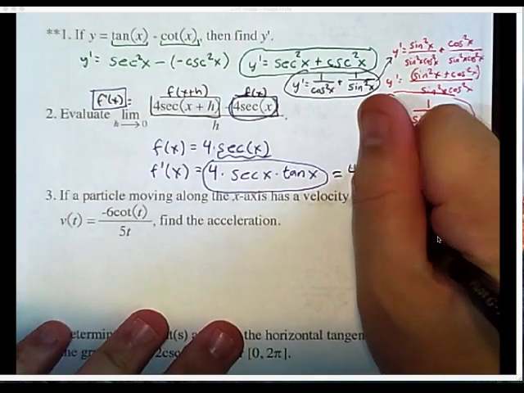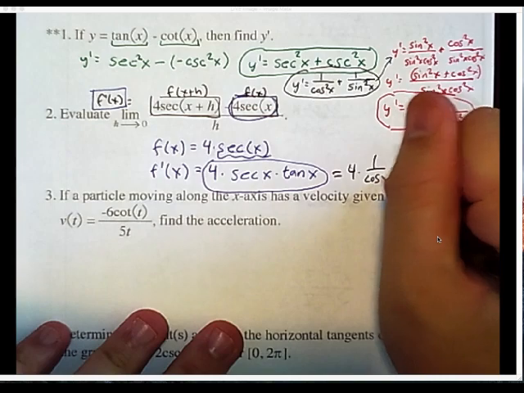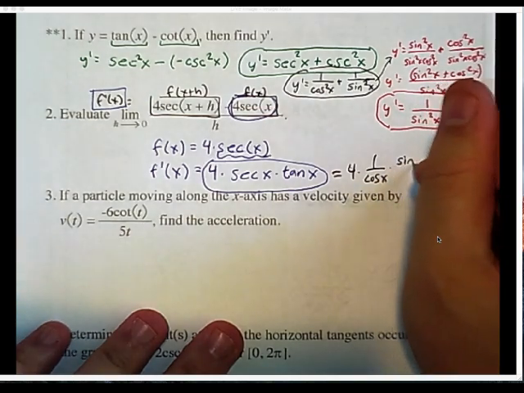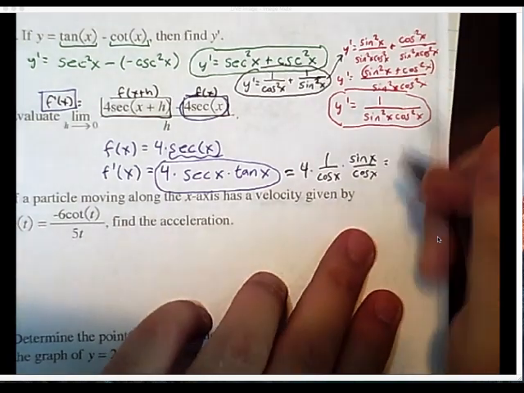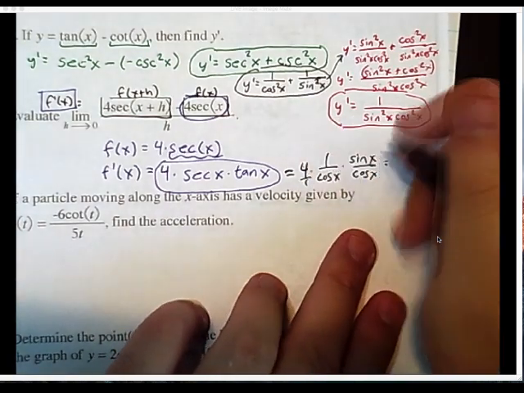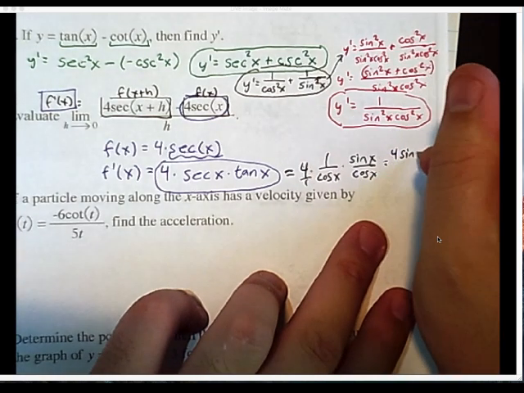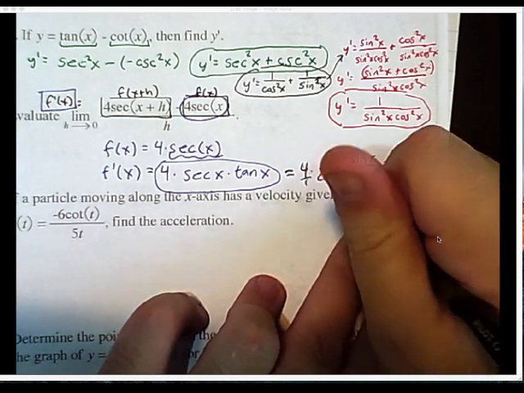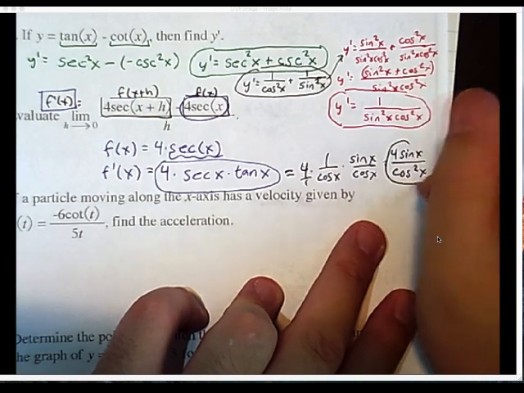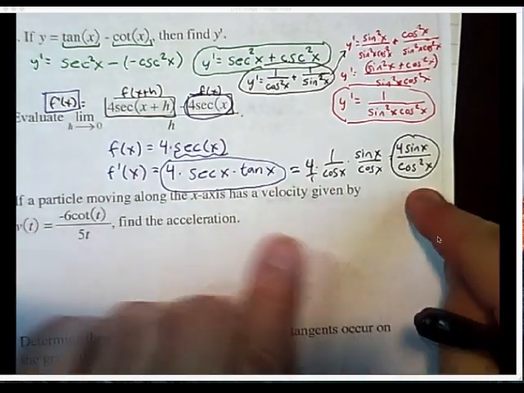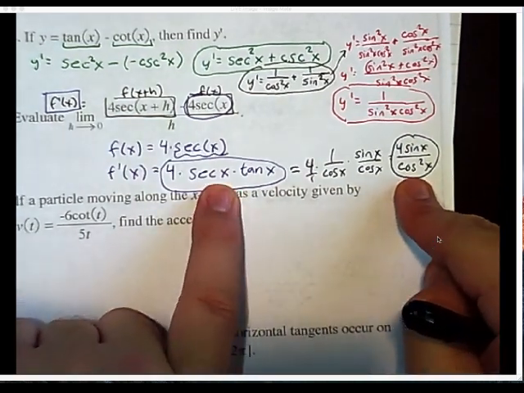What do I mean by that? Well, secant's 1 over cosine, and tangent is sine over cosine. So if you think about this, 4 times 1 times sine is 4 sine of x, and 1 times cosine would be cosine squared. They might write the answer like this. These two things are exactly equivalent to each other.